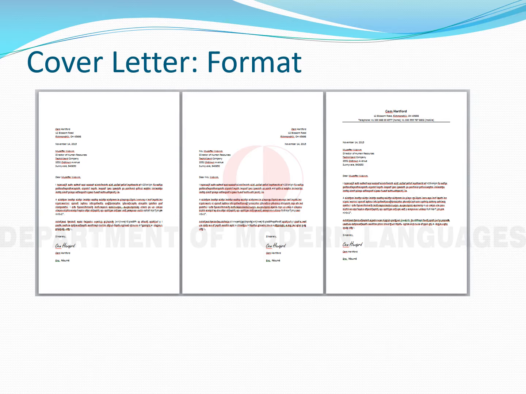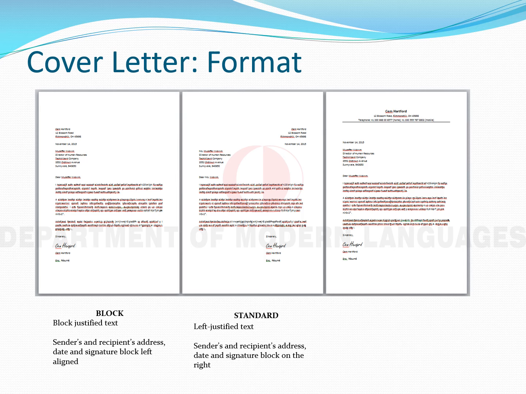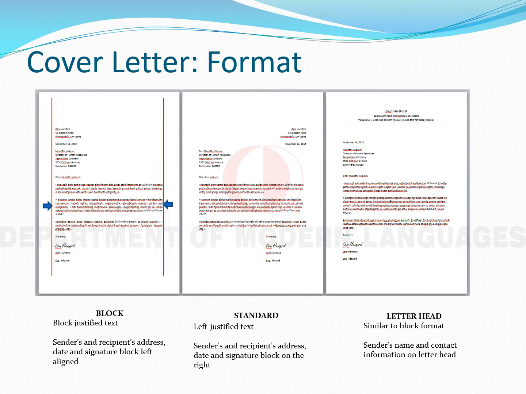As you can see here, we have three different business letter formats: the block letter format, the standard, and the letterhead format. In block format, the letter block is justified. That is, the body of the text is aligned with both the left and the right-hand margins. In contrast, you will see that the standard and the letterhead formats are justified left. That is, the body of the text is flushed with the left-hand margin only.